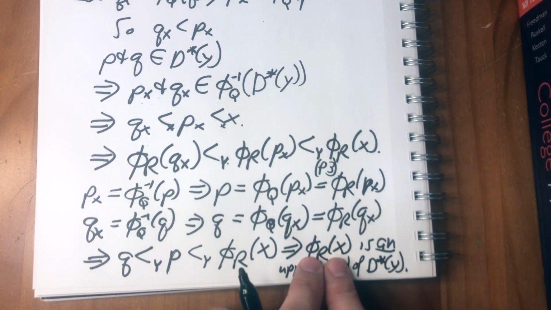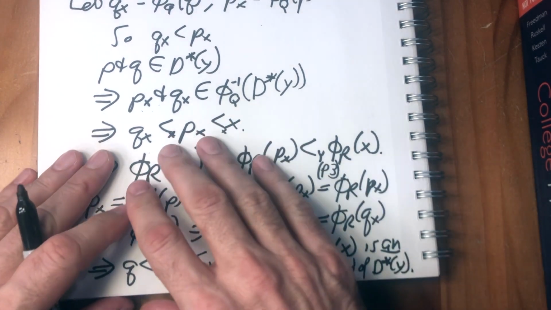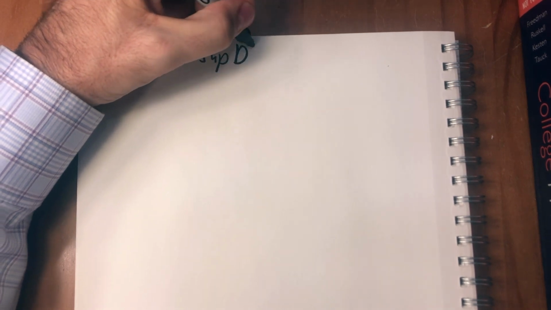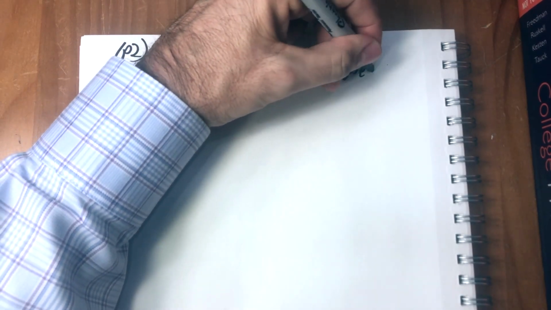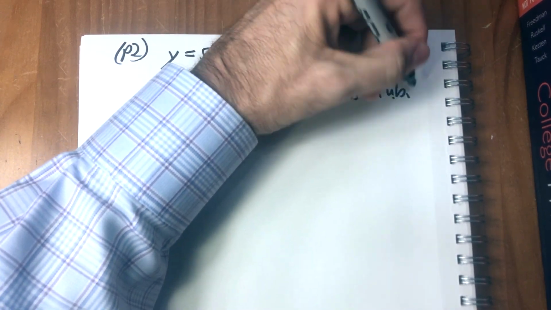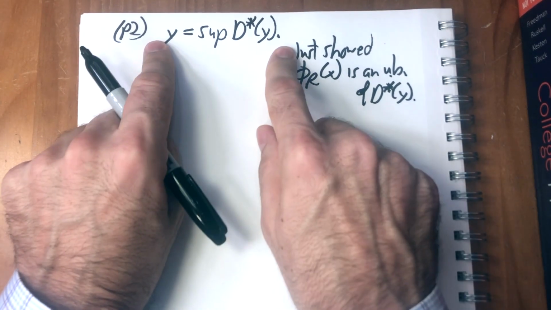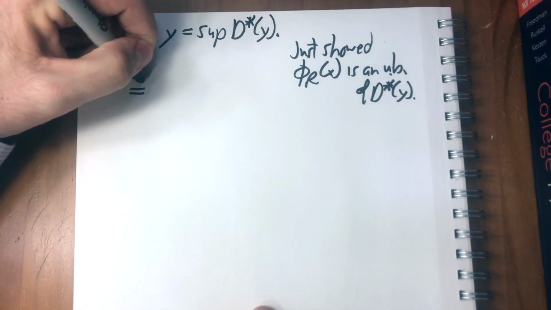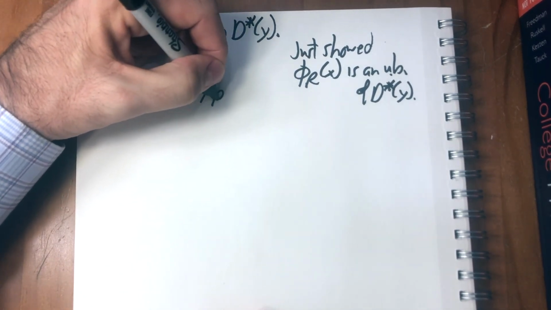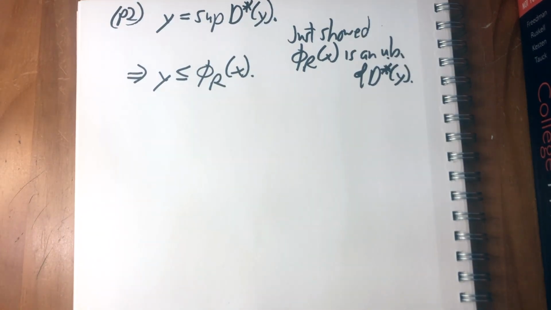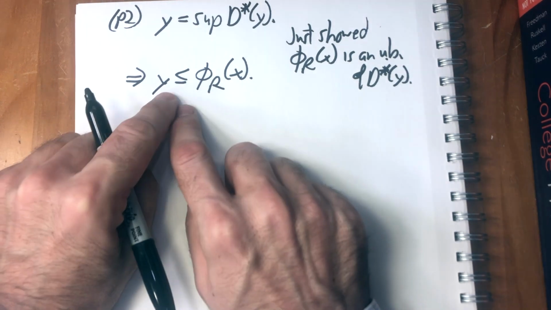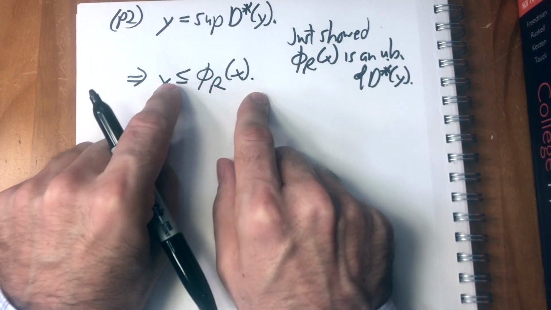What remains is to show that phi r of x is the least upper bound of d star y. So we know already from P2 that y is the least upper bound of d star y. We just showed that phi r of x is an upper bound of d star y. So that means that y has to be less than this, because this is the least upper bound, and this is some other upper bound. So therefore y is less than or equal to phi r of x. Now we just have to show that in fact y is not less than phi r of x, it is in fact equal to.